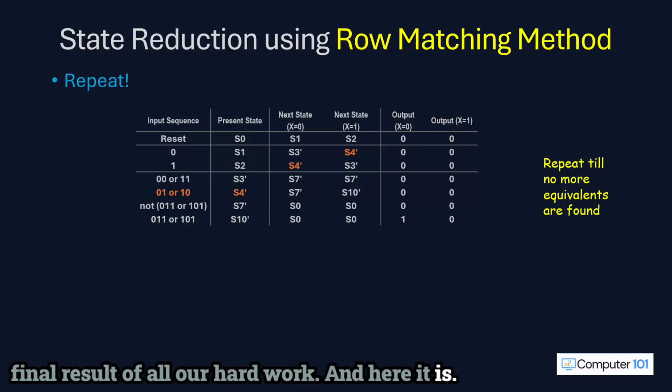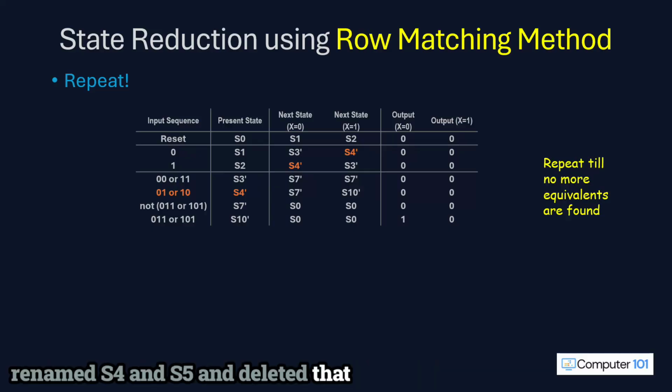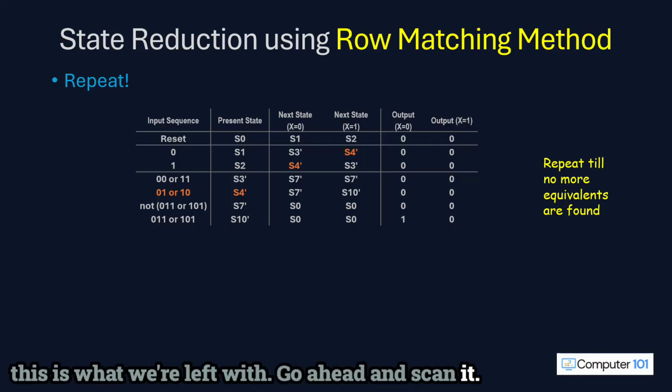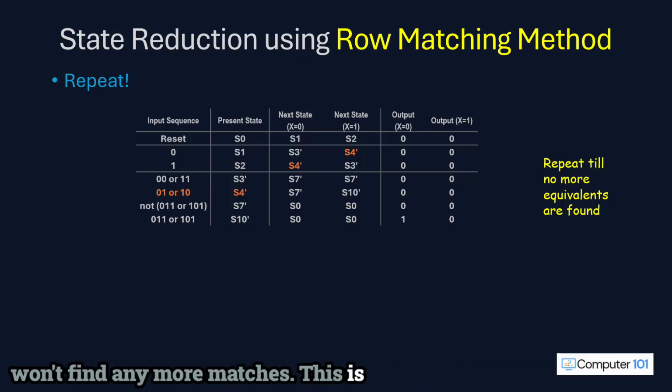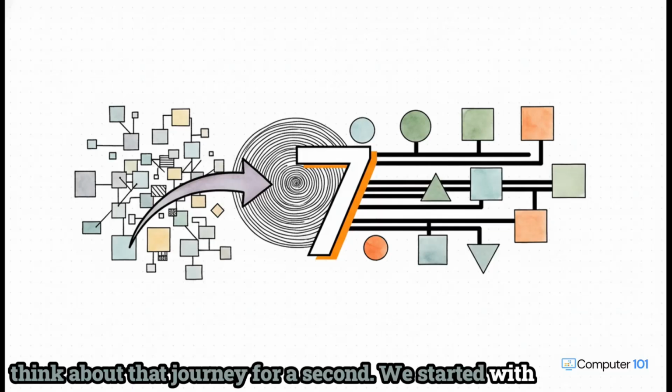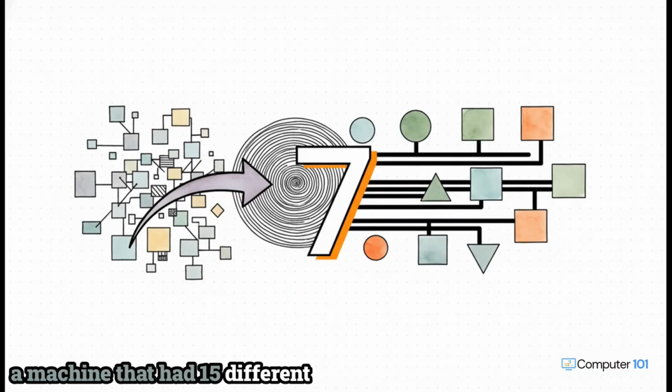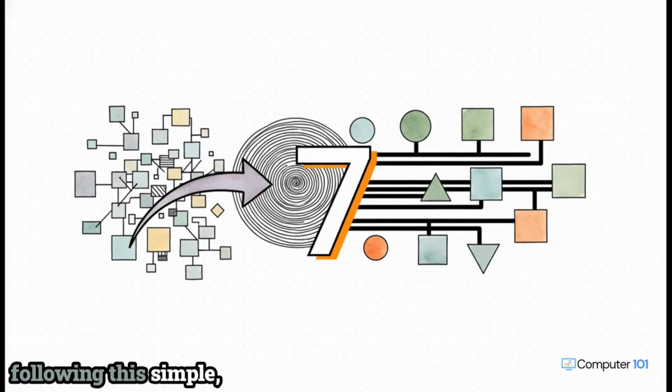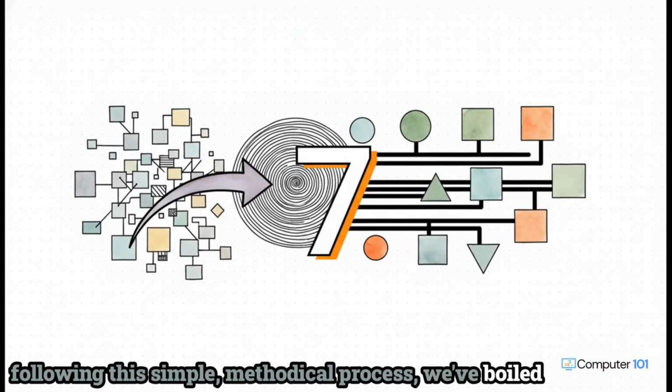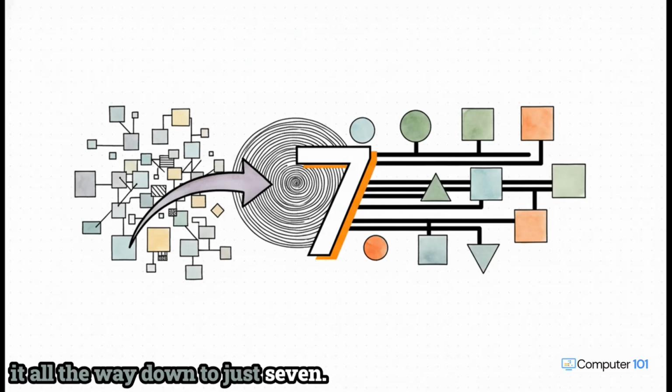And here it is. After we renamed S4 and S5 and deleted that last duplicate row, this is what we're left with. Go ahead and scan it. You won't find any more matches. This is our fully minimized, fully optimized state table. So let's just think about that journey for a second. We started with a machine that had 15 different states, and by following this simple, methodical process, we've boiled it all the way down to just 7.